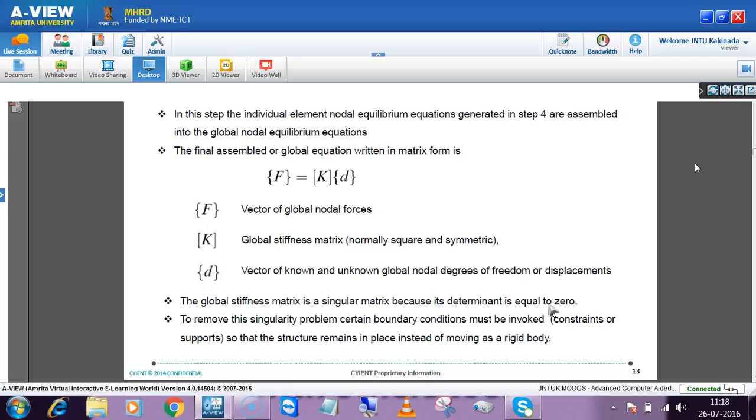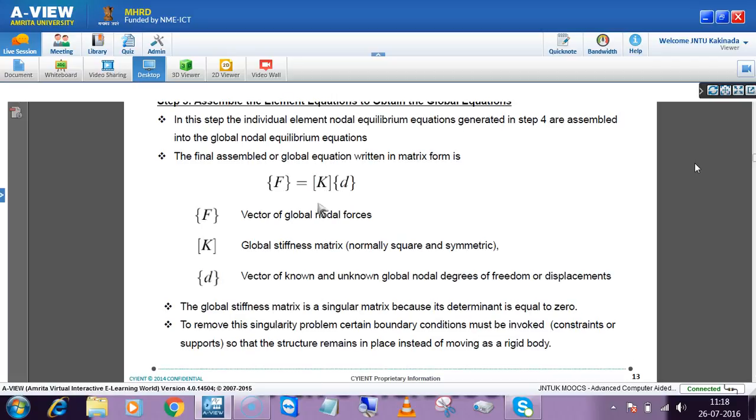When you try to calculate that value, when you try to invert the stiffness matrix, it will be non-existent because the determinant is 0. So the structure will be unstable. So boundary conditions must be applied for the given model so that the singularity in the stiffness matrix will be avoided.